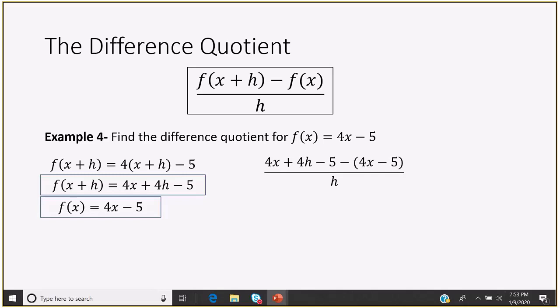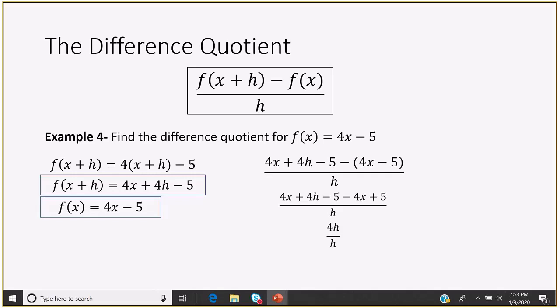Now it's a very good idea to put that function in parentheses because we're subtracting every time we do the difference quotient. And so we're going to want to make sure that we distribute that negative sign to both things inside my function. So I'm going to do that. So all that does is becomes a minus 4x and then a plus 5. And now I simplify as far as possible. So my 4x's will cancel out, my 5's will cancel out.